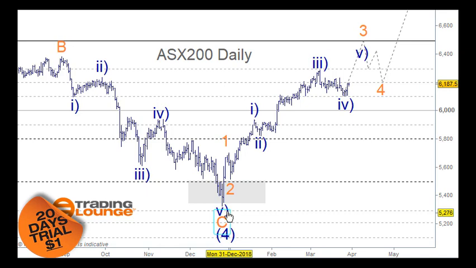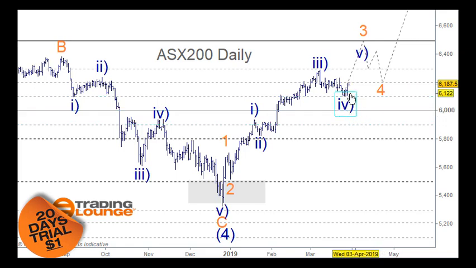I can also count this up here in another bullish way as well, and we'll have a look at that on another chart. And there is also the bearish pattern which has a top in here, but this is not counting down very well as a bearish move. It's counting down much better as a corrective move.